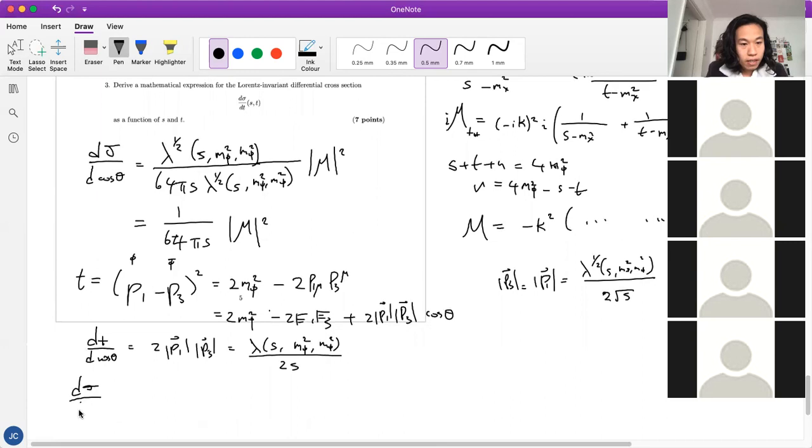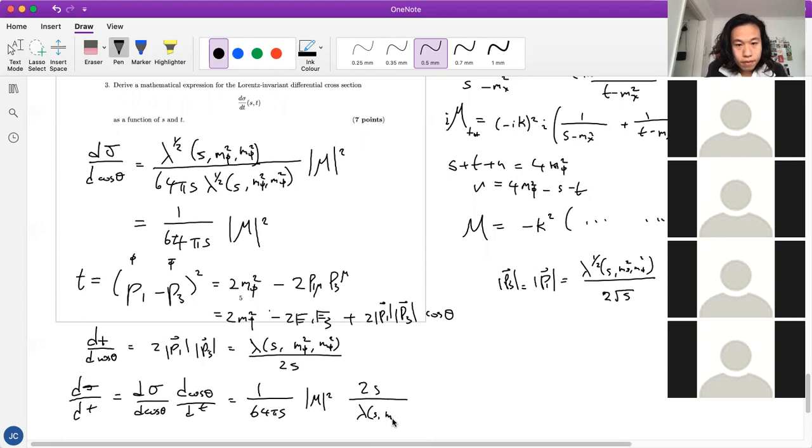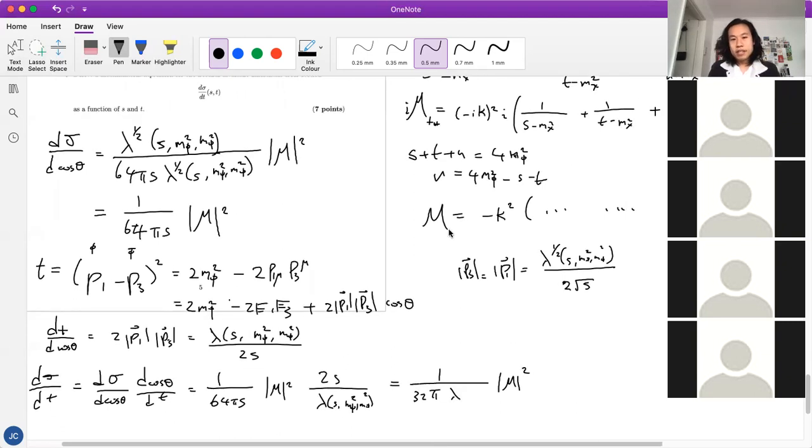Okay, then d sigma dt will be d sigma d cos theta times d cos theta dt. So that's 1/(64 pi s m squared) times 2s over lambda. The s's cancel out, and the 2 cancels out with something, but that's about it. So 1/(32 pi lambda m squared). Okay, now we can put in this m.